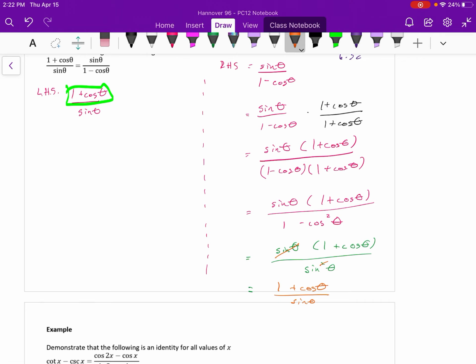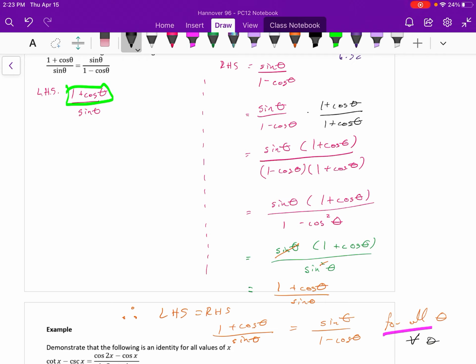If you notice, the left-hand side is equal to the right-hand side, so therefore, left-hand side is equal to right-hand side: 1 plus cosine theta divided by sine theta is equal to sine theta divided by 1 minus cosine theta for all theta. And by the way, there's a cute little symbol whenever you want to say for all: upside down A, for all theta.